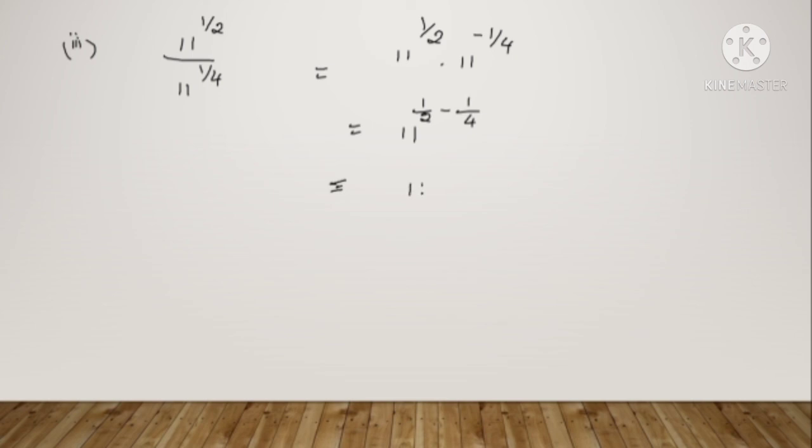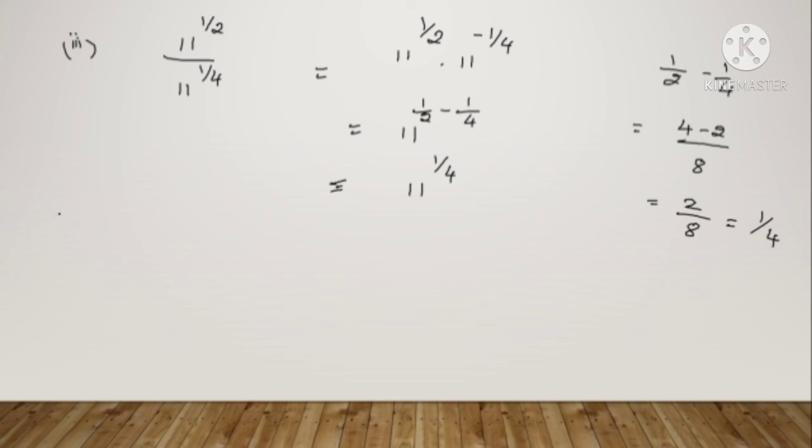So this is equal to 11 to the power, solve 1 by 2 minus 1 by 4. When we put LCM, we get 4 minus 2 divided by 8. So this is equal to 2 by 8. On simplifying, we get 1 divided by 4. So 11 power 1 by 4. So this is the answer.